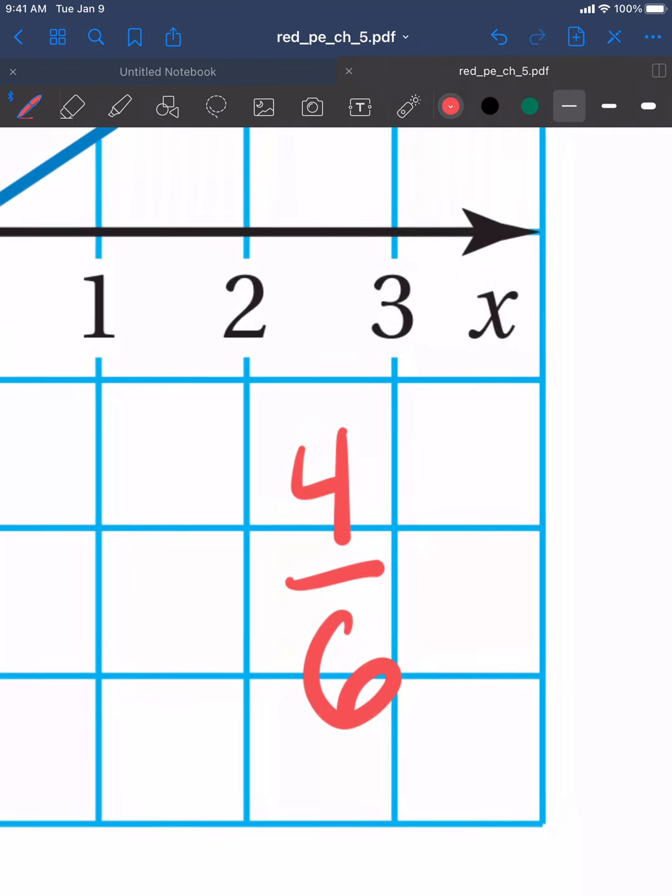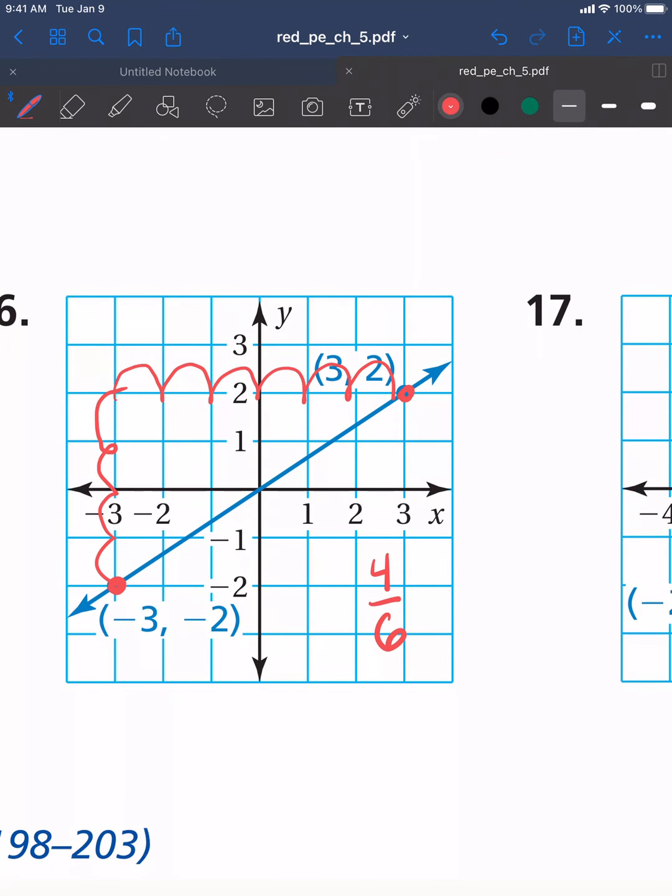Hey, what do we know about 4/6? Can that be reduced? Divide each of these by 2. What do I get? Now, guys, look. If I went from my lowest point and I went up 2 over 3, up 2 over 3, does it land on the line?